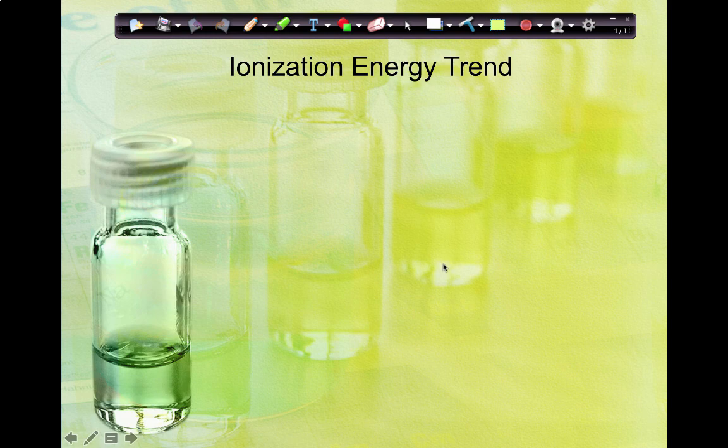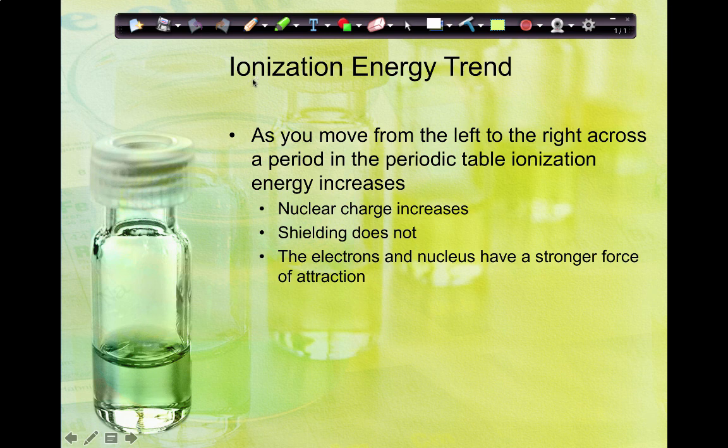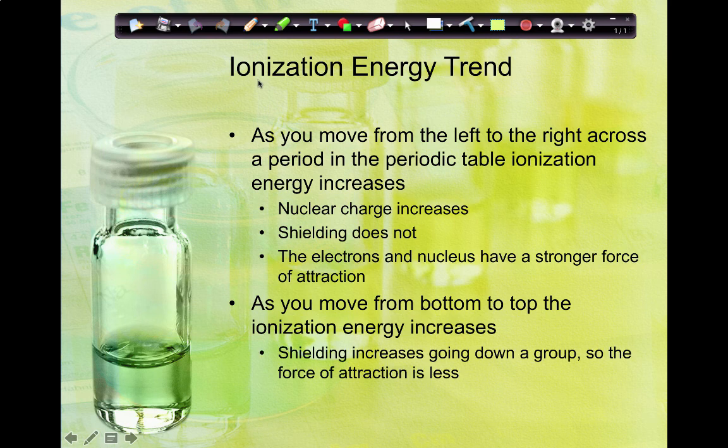All right, so the ionization energy trend. Well, we've already kind of talked about this. As you move from left to right in the periodic table, the ionization energy increases. This is because nuclear charge increases. If the nuclear charge increases but shielding does not, it means that those electrons are more attracted to the nucleus. It is harder and requires more energy to remove those electrons. Now, as I move from the bottom to the top, ionization energy increases, and that's because shielding will increase as I go in the opposite direction. So the force of attraction is less.